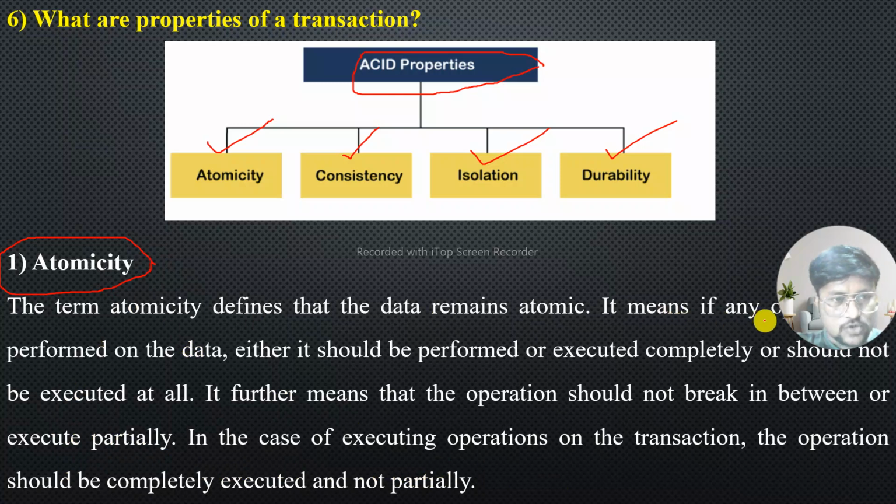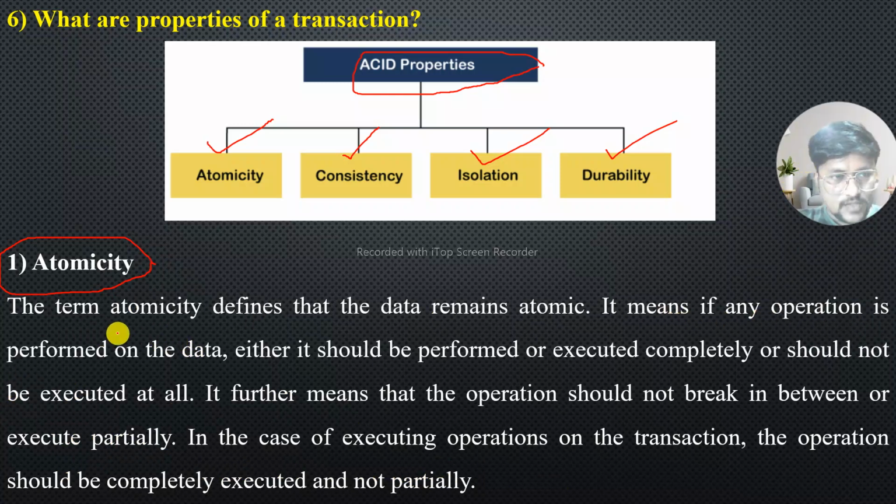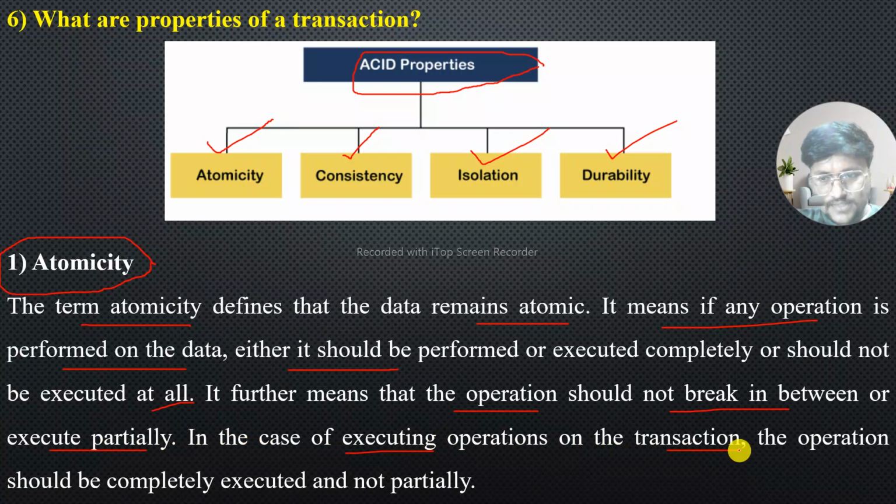Atomicity means that data remains atomic. It means if any operation is performed on the data, it should either be executed completely or not be executed at all. It further means that operations should not break in between or execute partially. In case of executing operations on a transaction, the operation should be completely executed and not partially.